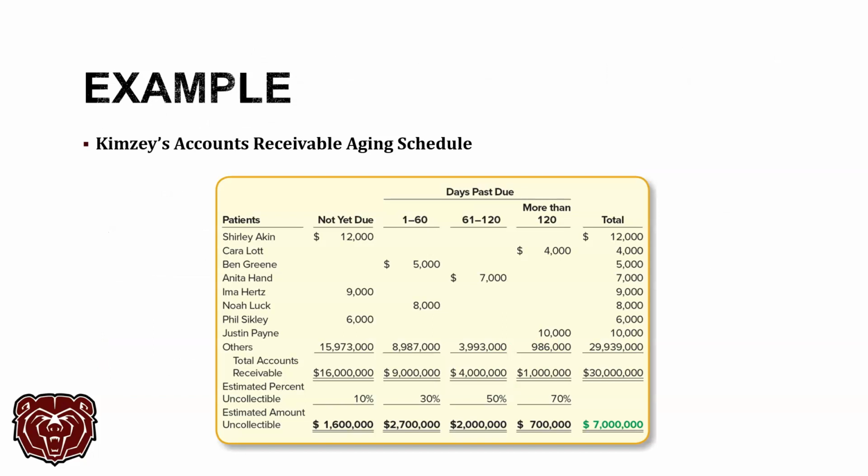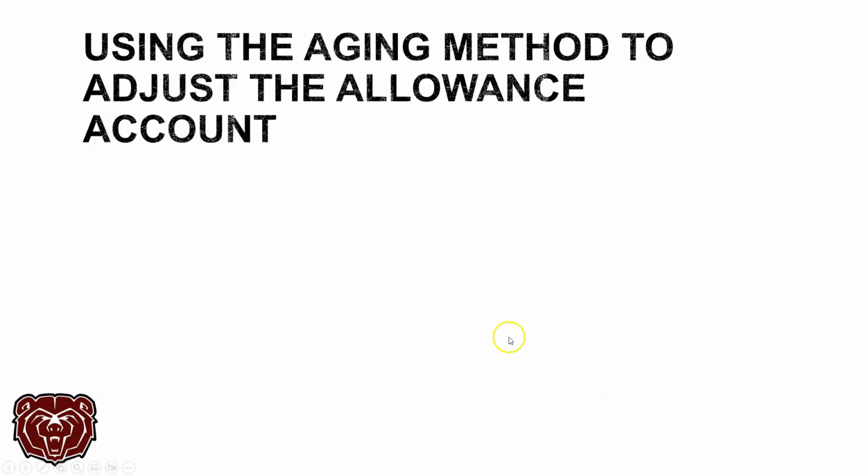So let's take a look at an aging schedule here. This is what I call an aged trial balance, right? And we're going to look at this and say, okay, we've got some that are not due yet, and we think that anything that ends up in our not due bucket is a 10% chance we won't collect it. Okay, then we have 1 to 60. 30% chance we won't collect that. 61 to 120, there's a 50% chance we won't collect that. Anything more than 120 days old, we believe there's a 70% chance we will not collect it. You sum those together, and that gives you your estimate for your bad debt, okay?